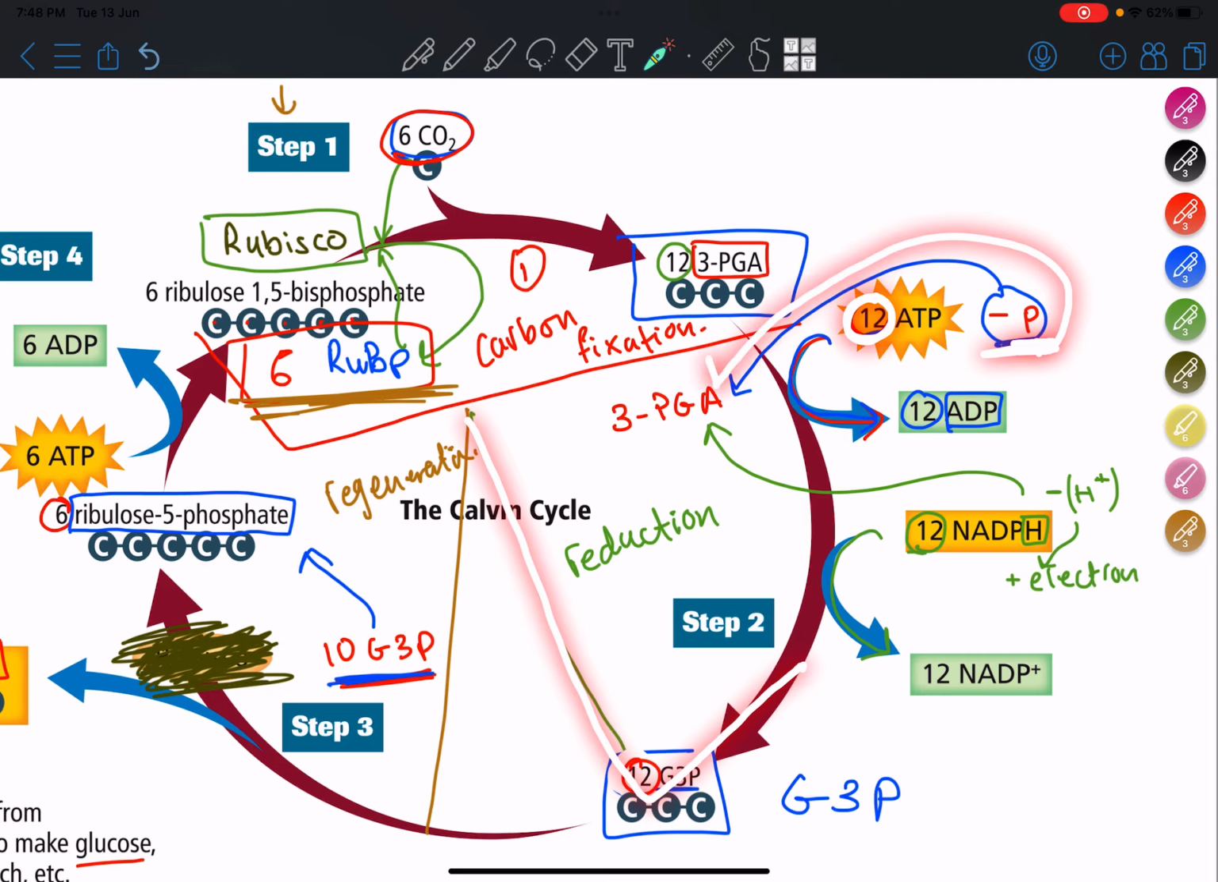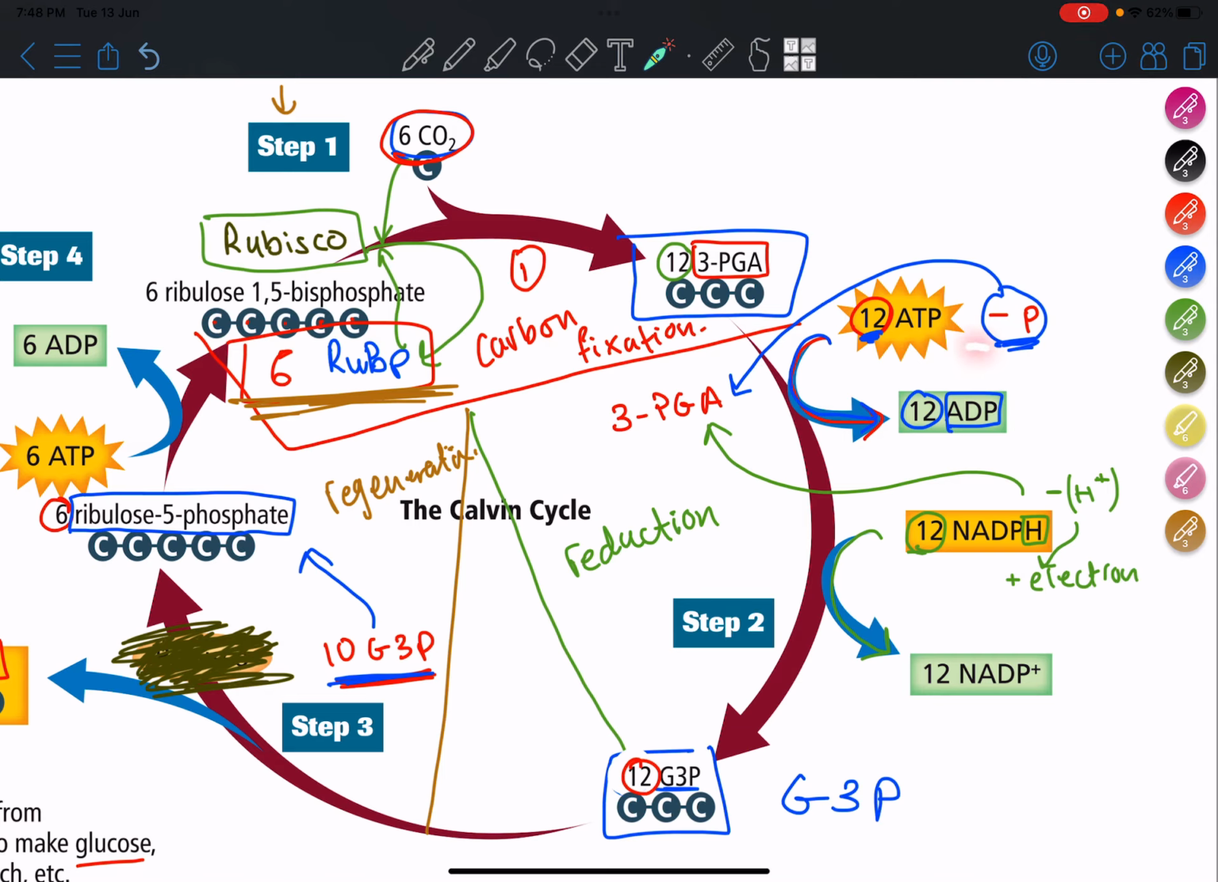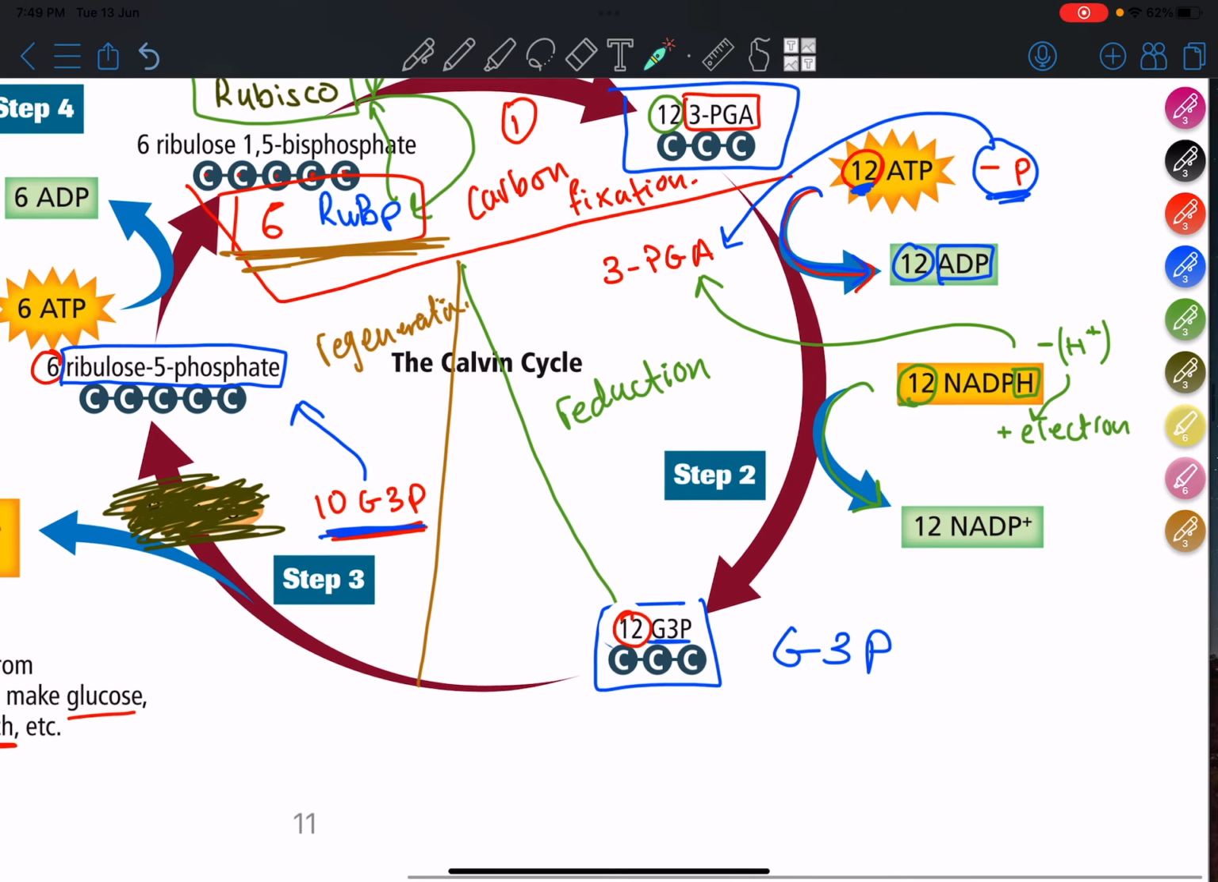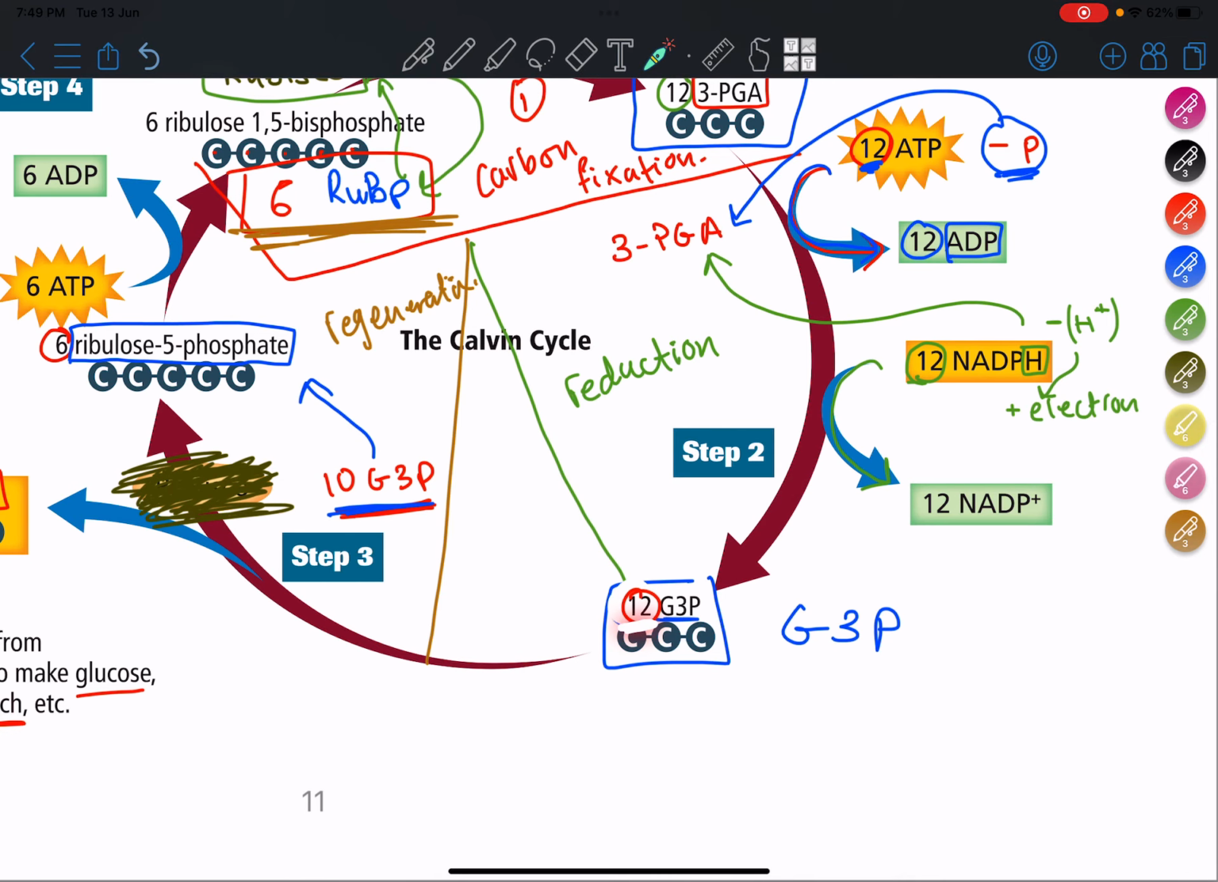In the second step, called reduction, what we'll have is 12 ATP lose their phosphate and give it to the 3-PGA, and therefore by losing one phosphate it will become ADP, and the NADPH will lose a hydrogen ion and an electron, and it will give them to the 3-PGA, and in this process it will return back to NADP+. The product of step 2 is 12 G3P, which is a high energy molecule.